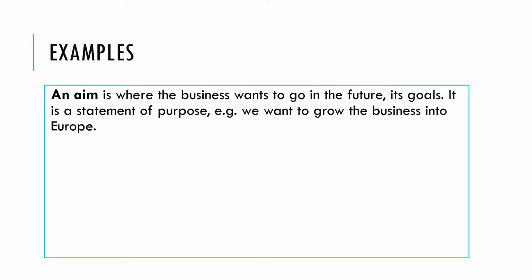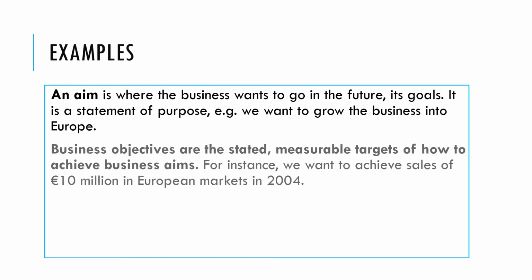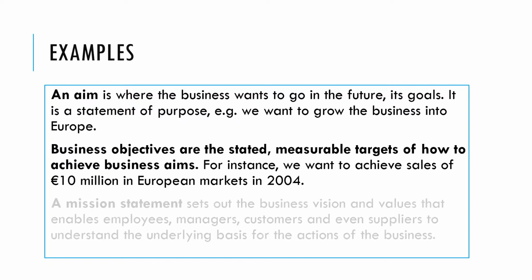We're going to start off with a corporate aim. And an aim is really where a business wants to go in the future, and it's a statement of purpose. For example, we want to grow the business into Europe would be an example of an aim. An objective is more of a target that we can state and then importantly measure whether we've achieved that. So for example, we want to achieve sales of 10 million euros in European markets in 2004.